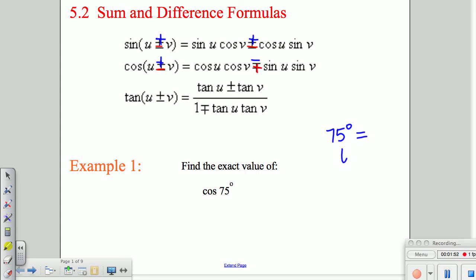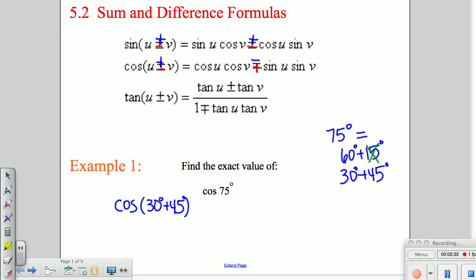Now, some options could be 60 plus 15. That equals 75 degrees. The problem is that 15 degrees isn't on our unit circle, so that's not going to work. Are there any values on our unit circle that either add or subtract to make 75 degrees? I hope right now you're thinking 30 plus 45. 30 degrees and 45 degrees make 75 degrees. So let's just go ahead and rewrite this as the cosine of 30 degrees plus 45 degrees.